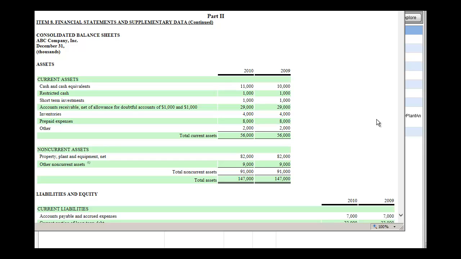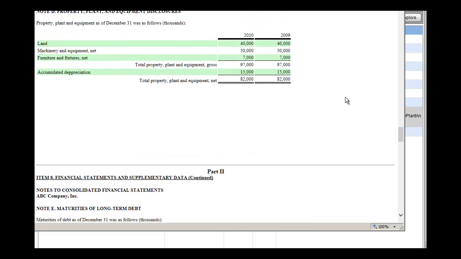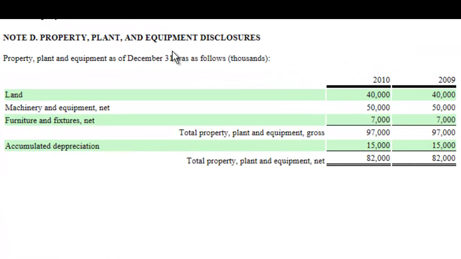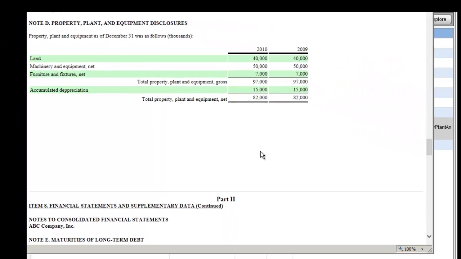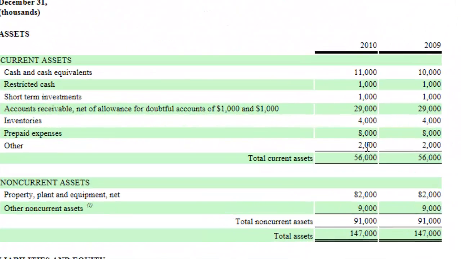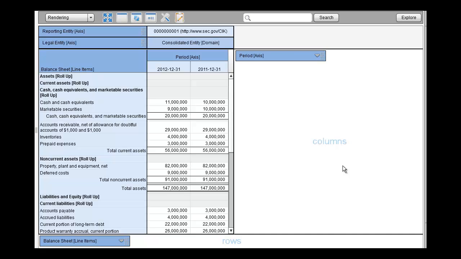So here's the use case that I'm trying to show. Here you have the balance sheet of a financial report. You scroll down a little further. Here you have the breakdown of property, plant, and equipment. This same number exists in both places. Talk about the notion of intersections.